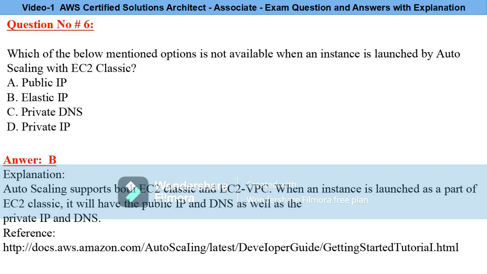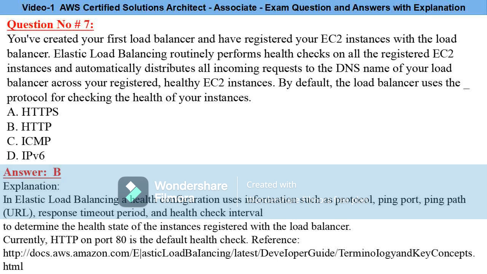For the sixth question: which of the following options is not available when an instance is launched by Auto Scaling with EC2-Classic? The answer is B, Elastic IP. Auto Scaling supports both EC2-Classic and EC2-VPC. When launched as part of EC2-Classic, the instance gets a public IP or DNS as well. So let's move to question 7.